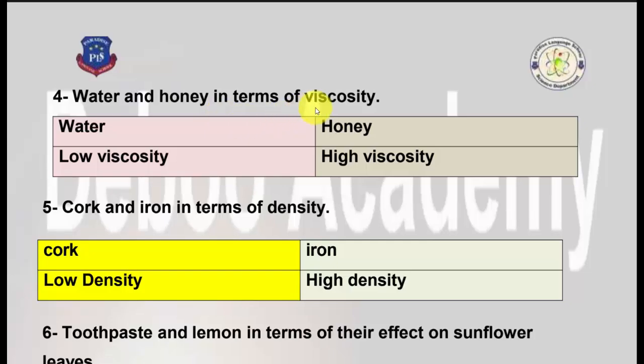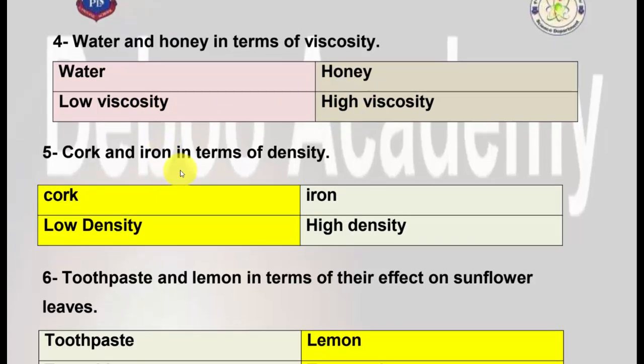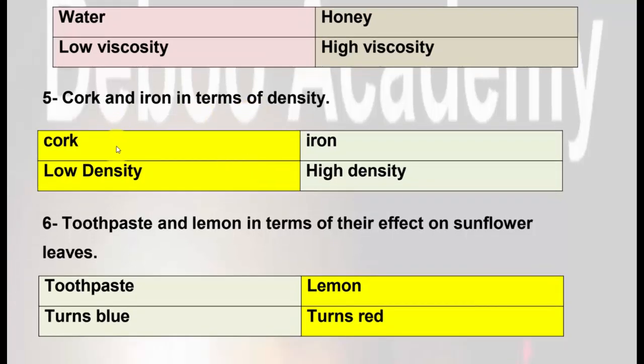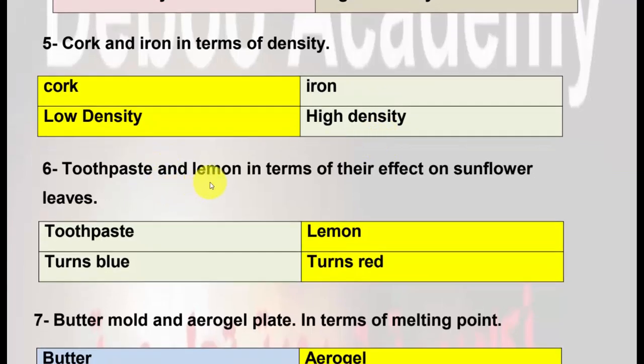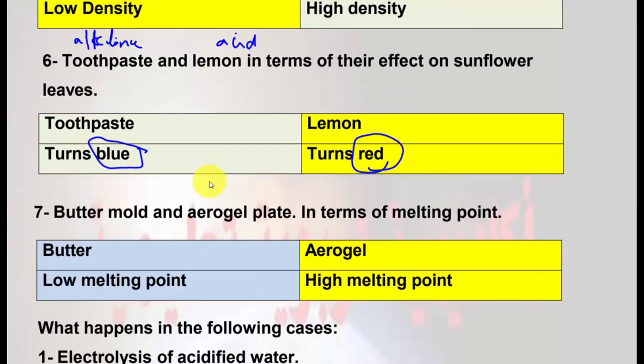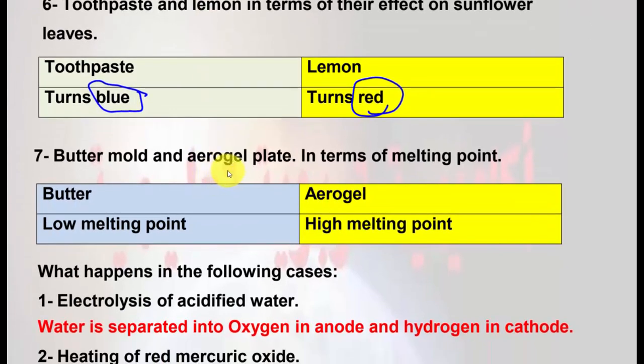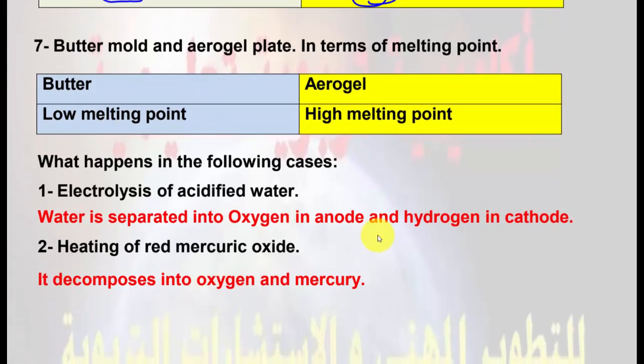Water and honey in terms of viscosity. Viscosity means stickiness. Water has low viscosity while honey has high viscosity. Cork and iron in terms of density. Of course cork has low density while iron has high density. Toothpaste and lemon. Here, toothpaste is alkaline and lemon is acid. So toothpaste turned it into blue while lemon turned it into red. Butter mold and aerogel plate. Butter has a low melting point while aerogel has a high melting point.